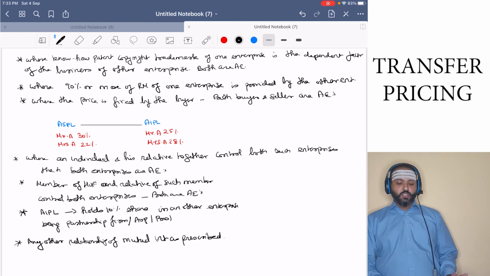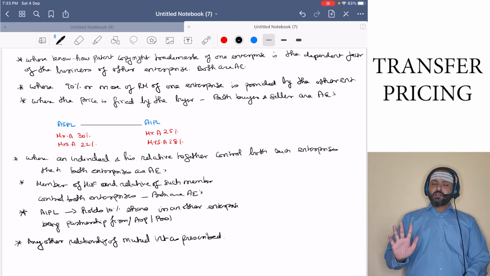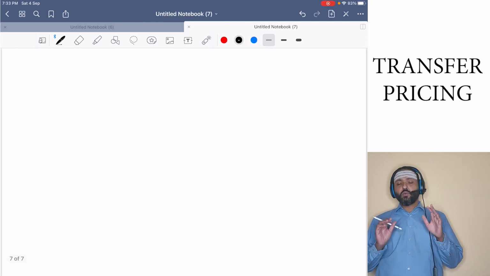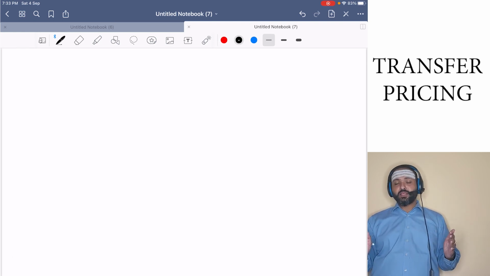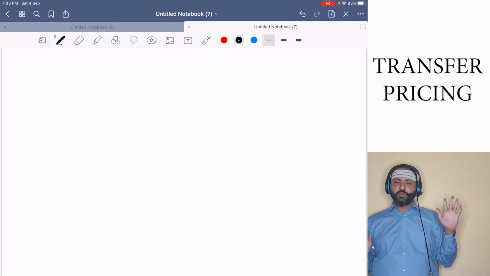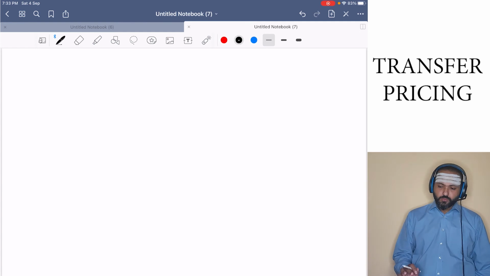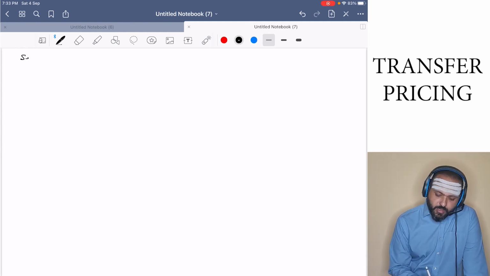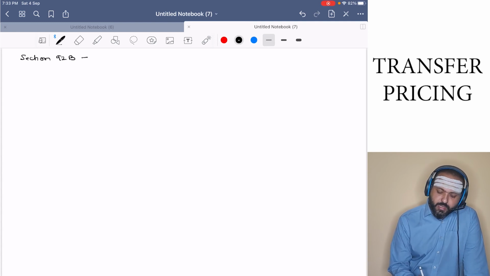That's all. Okay, so with this we have completely understood the provisions of section 92A. So now we know what is the meaning of associated enterprises, what are the conditions or situations when there would be an associated enterprise relationship between two parties. Now, the next area of study will be section 92B. What is that? International transaction.